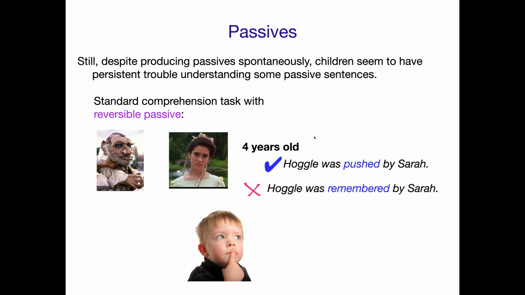Now, it seems that at 4 years old, there's a distinction between children's understanding. So they tend to understand in English passives involving things like pushed. Hoggle was pushed by Sarah, they get it. But words like remember, Hoggle was remembered by Sarah, they're not clear on who's doing the remembering. Is it Hoggle or Sarah?